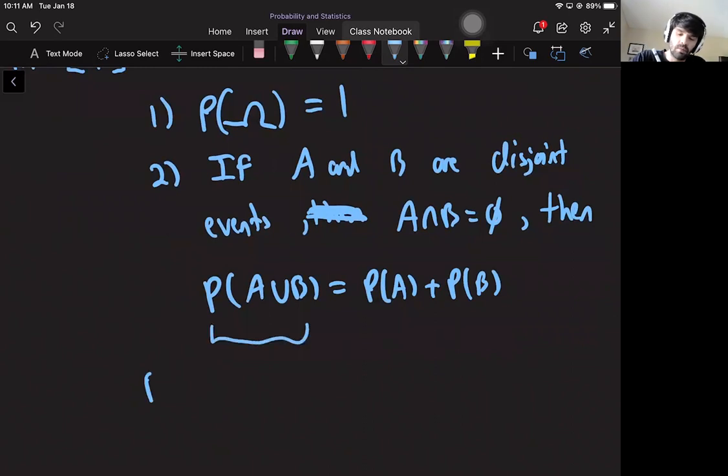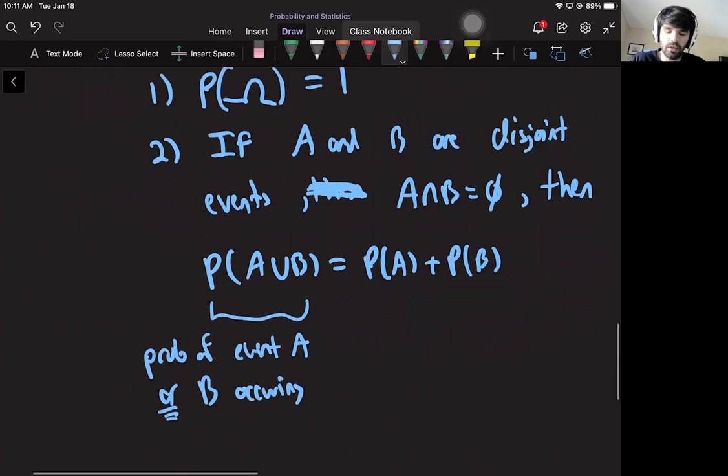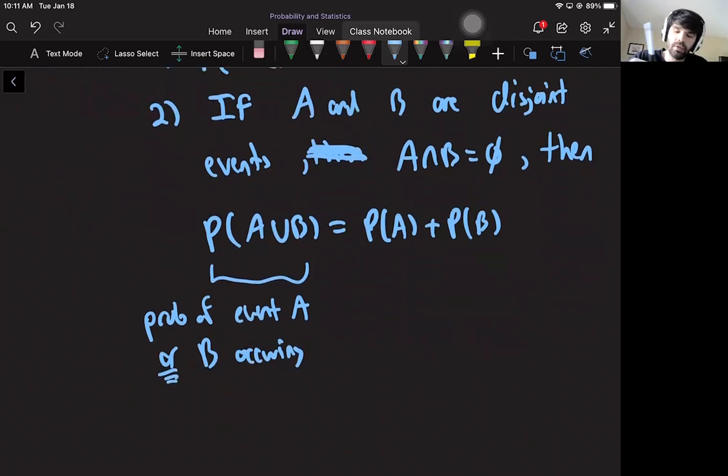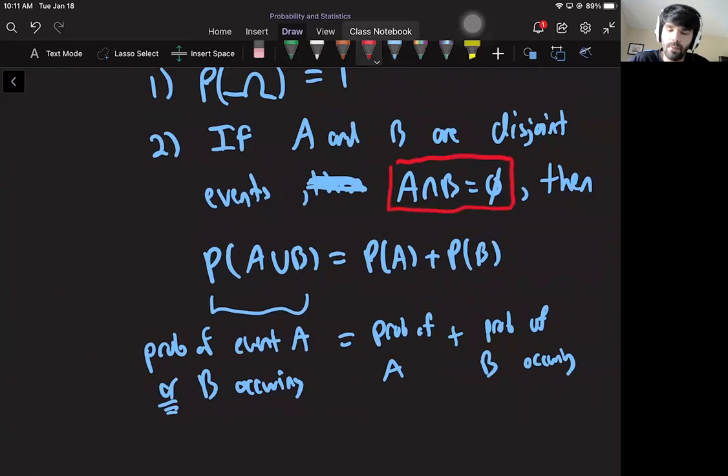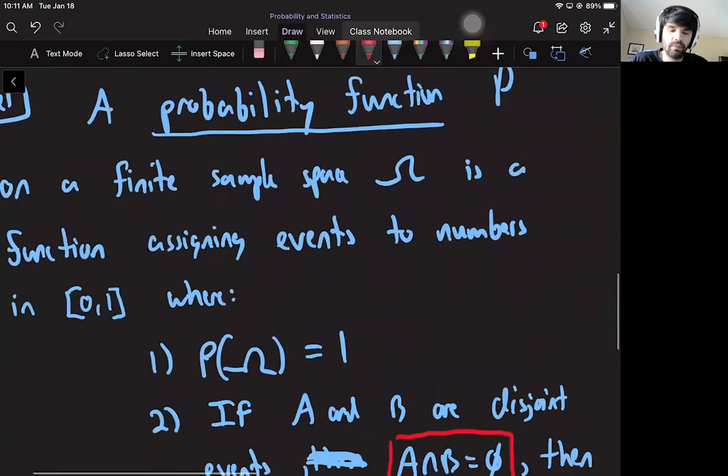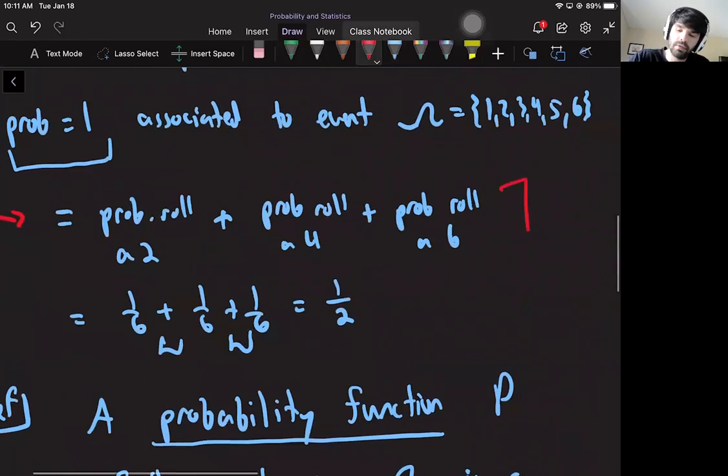So this is saying probability of event A or B occurring. The keyword here is "or", which is very much like a union. This or that happening is the same as just doing the probability of A plus the probability of B occurring separately. But this only needs to happen if the two things are disjoint. So this matches this example here that I was doing.